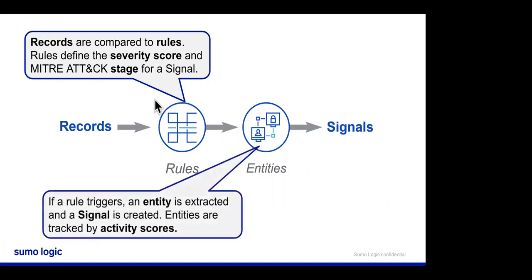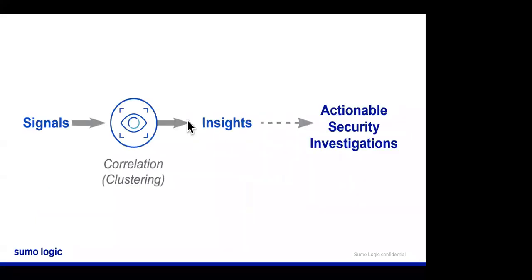So as I said, if the rule triggers, the entity is extracted and a signal is created. And again, we gather everything by entity. So we can see by entity, by an IP address, by a host name, by a username, what sort of activity we're seeing. And I'll show you that in just a few minutes. And then, as I said, we take those signals and we correlate them. So over a 2-week period of time, based on the who, the IP address, the host name, whatever, we look and see what their scores are.